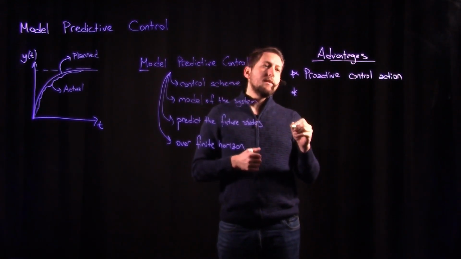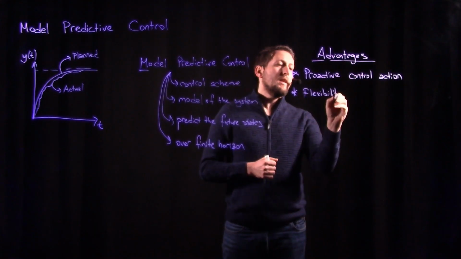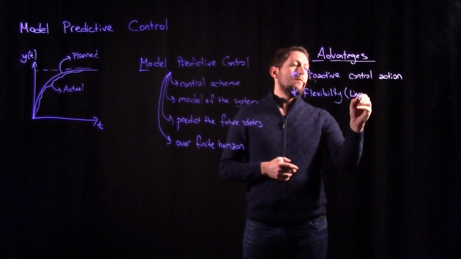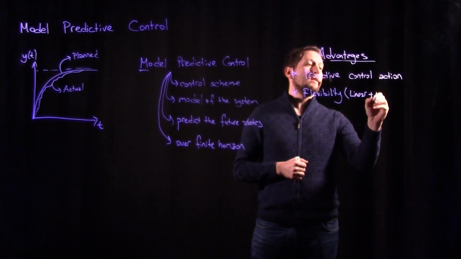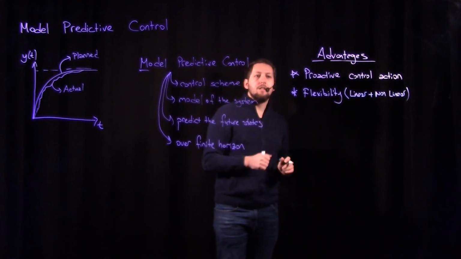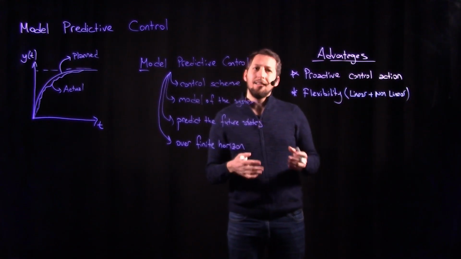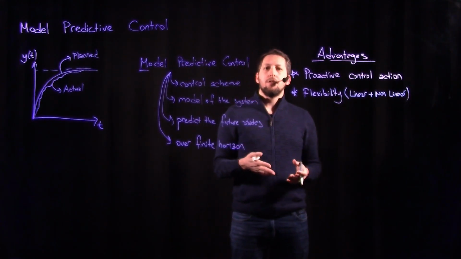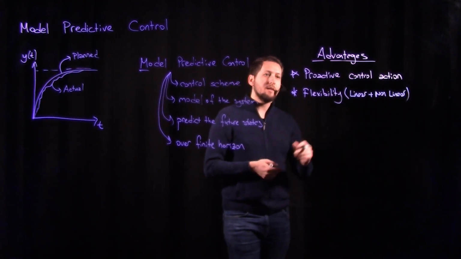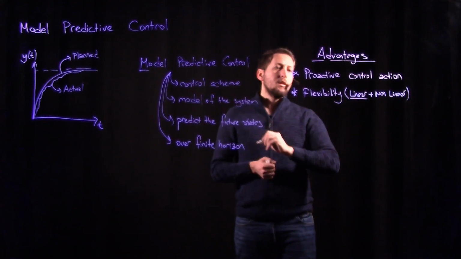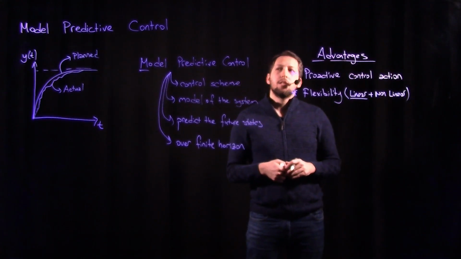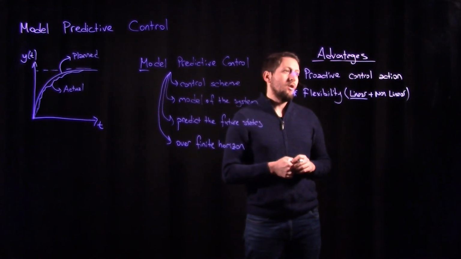The other one is flexibility. By flexibility, I mean that the main approach is suitable for both linear and nonlinear systems. Of course, what you need to do in the case of a linear system or a nonlinear system is slightly different, but the main principles are there and you only need to make some minor modifications. Within the scope of today's lecture, we are going to focus more on linear systems and linear model predictive control.